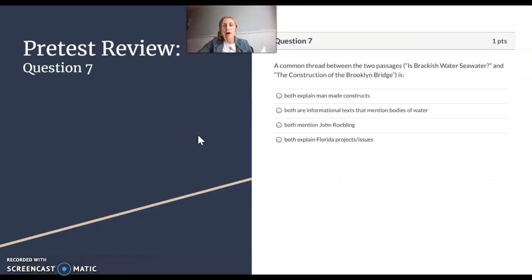Last one. Common thread between the 2 passages. This is an easy one because you can use the process of elimination easily. You know the brackish water is not man-made. You can eliminate this one. Both explain man-made constructs. That's not true. Both are informational texts about the mentioned bodies of water. Okay, we do have 2 bodies of water. Let's hold on to that one. Both mention John Roebling. John Roebling is just mentioned in the bridge, so we can eliminate that one. Both explain Florida projects and issues. Brooklyn Bridge is not in Florida, right? It's in New York. So we can eliminate that one. And we know that this one is the correct answer.